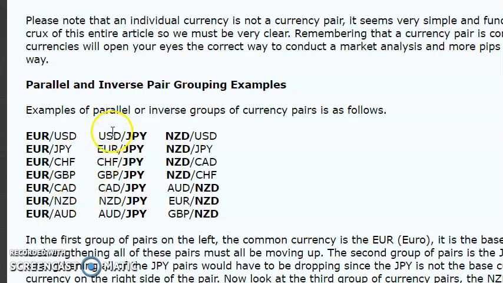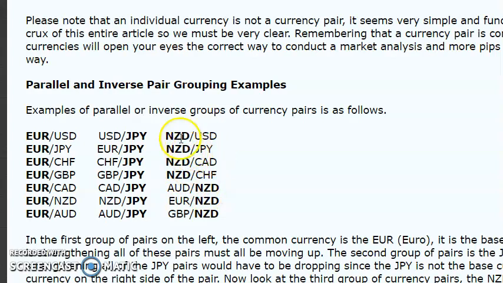Similarly, the euro is the base currency, and on the yen pairs, the yen is the cross currency on the right. So if the yen is strengthening, all these pairs would be dropping, or red, or pointing down on the trend indicators. So you got to get used to the positioning of the pairs. And look, this is a nice parallel, all in parallel. Well, this one's in inverse, parallel and inverse.